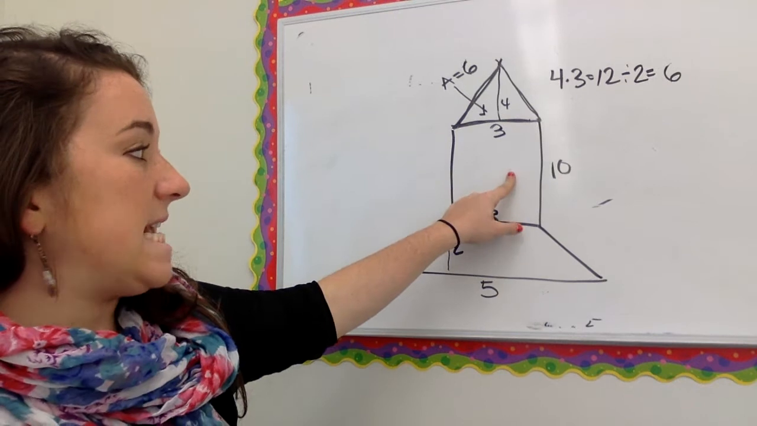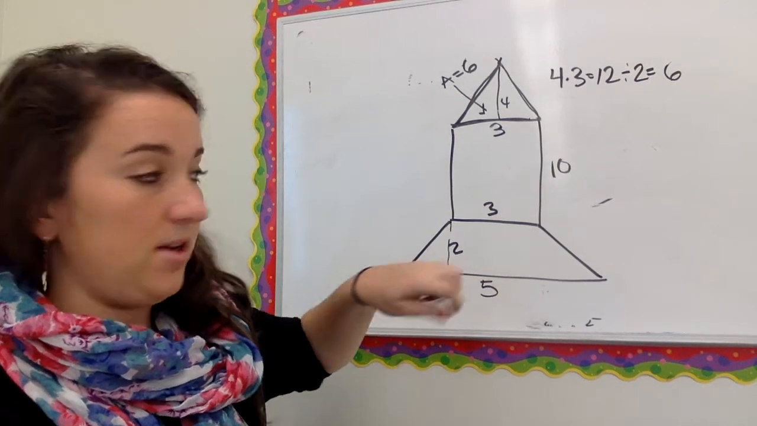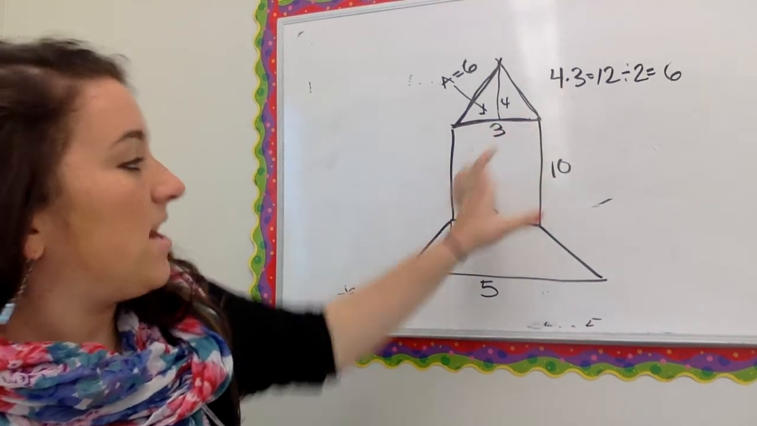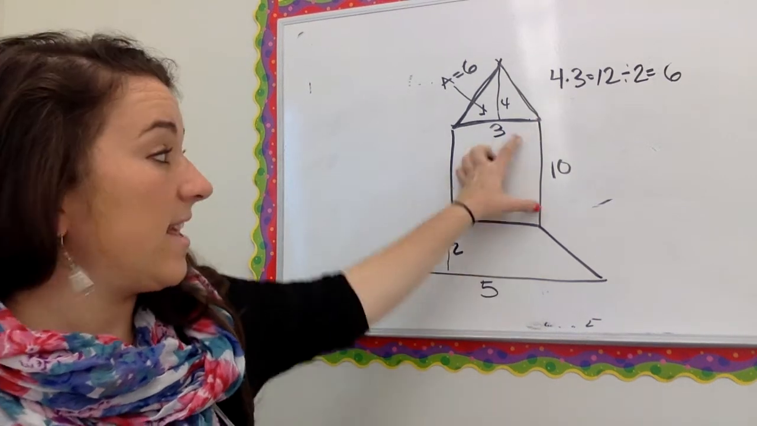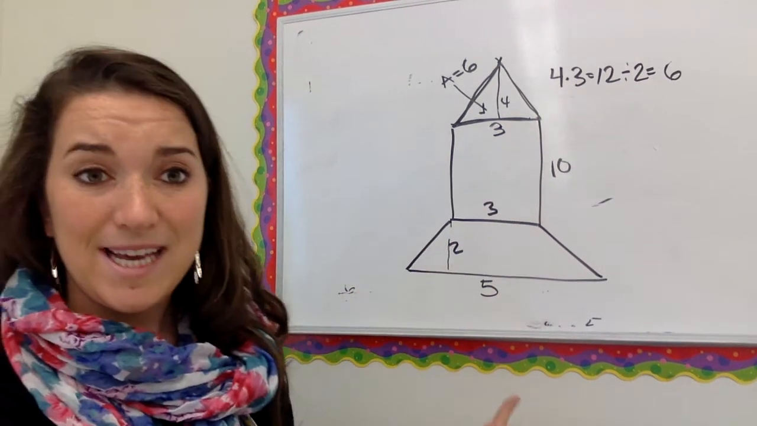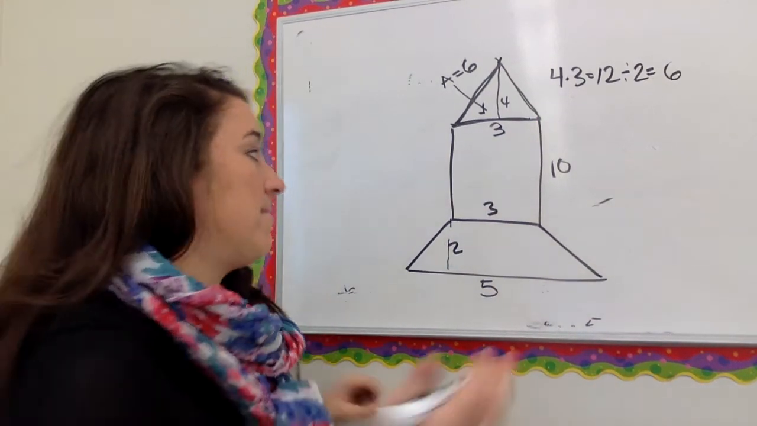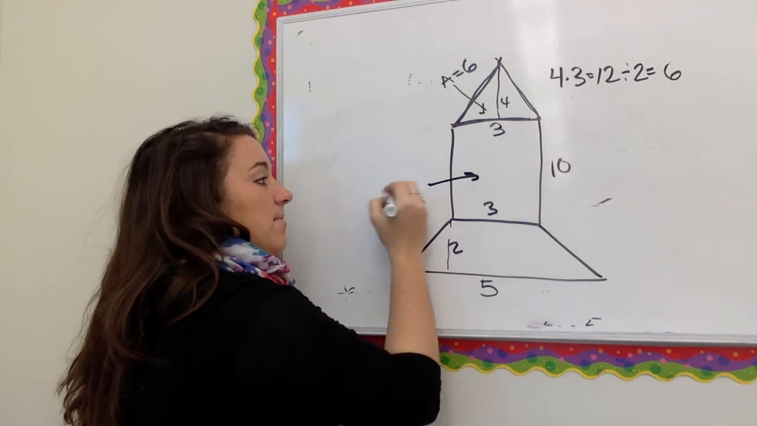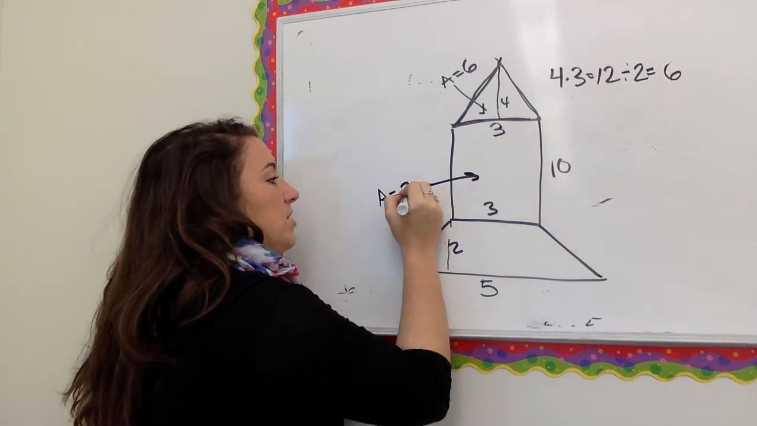This next part is really easy because it's just a rectangle in the middle here. So I know the length is 10 and the width is 3. It's really easy to find the area, just multiply them. So the area of this center part is going to be 3 times 10, which equals 30.